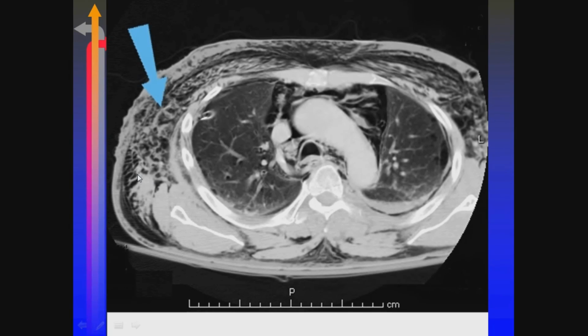Here you can see it again on a CT scan. Here's my rib cage. Here's the outside of the chest wall. You can see the collection of subcutaneous air.